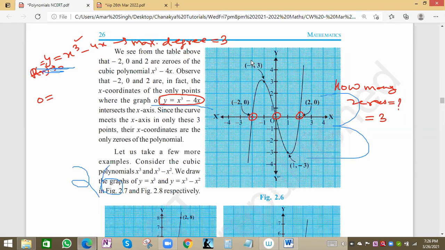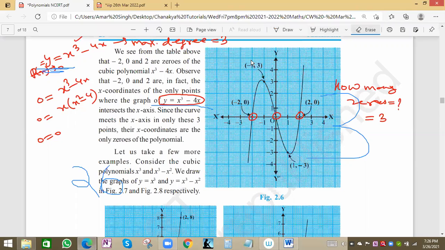So we can say 0 will be equal to x cube minus 4x. We can take x common: 0 equals x into (x square minus 4). So 0 equals x, or 0 equals x square minus 4. So x = 0, or x square equals 4. From x square, which is quadratic, we will get two values, two zeros. x will be plus minus 2. So the total values are 0, 2 and minus 2. Total values are 3.